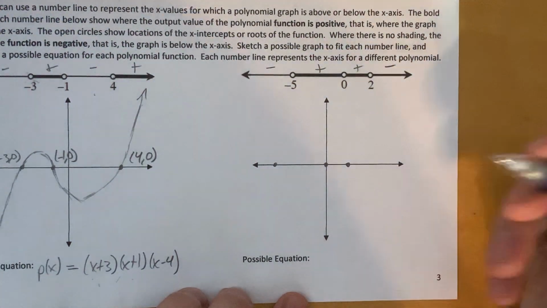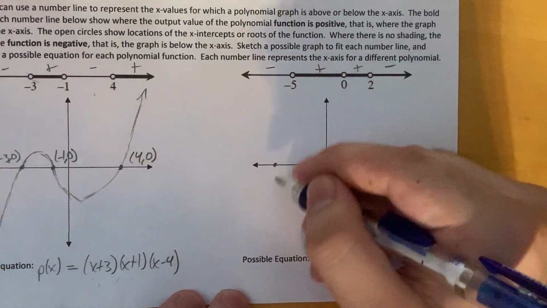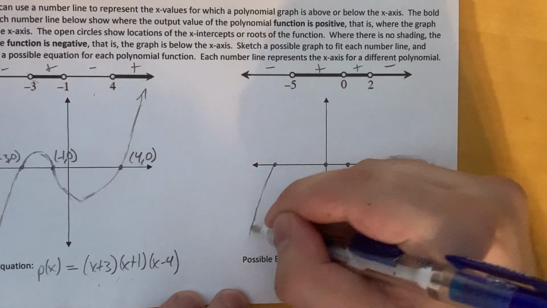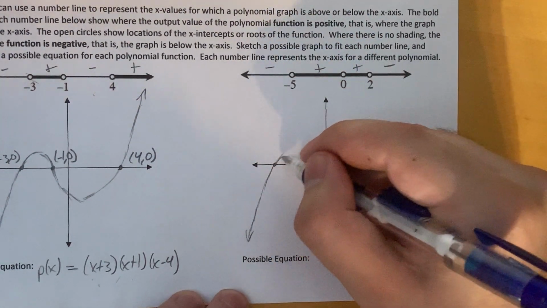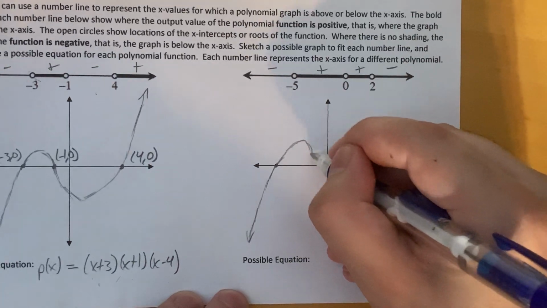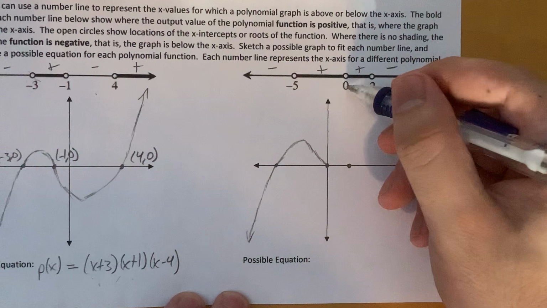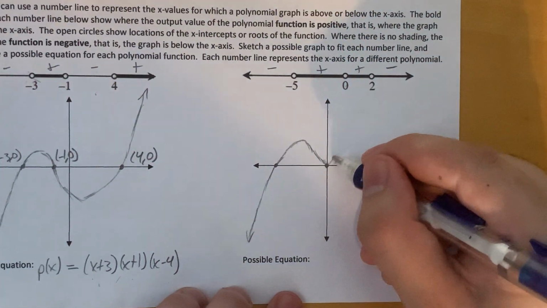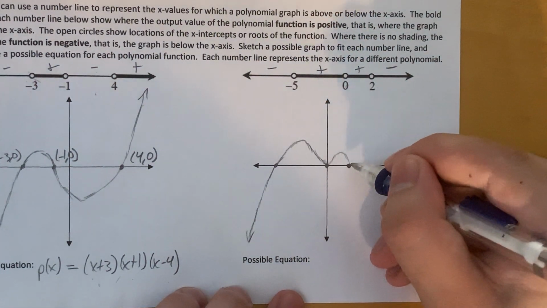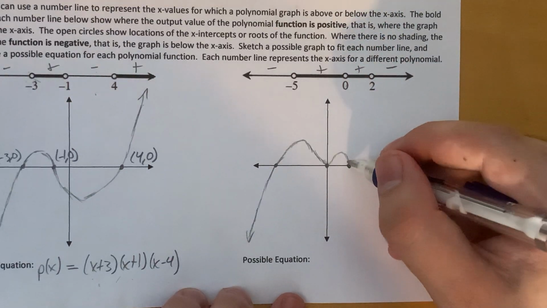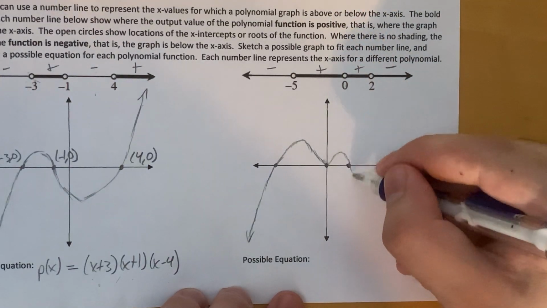0, 0. And 2, 0. Negative, so it's going down on the first end. Then it crosses through into the positive. It's going to touch the 0. It's going to come back up, and then it's going to come back down to hit the 2 and go down into the negative.